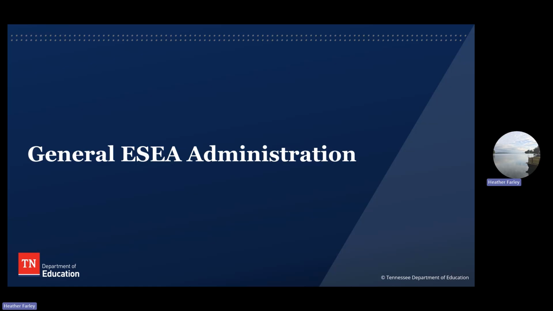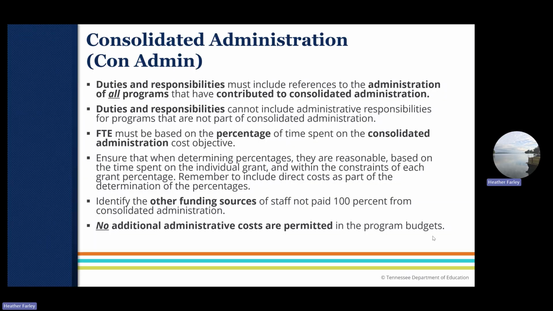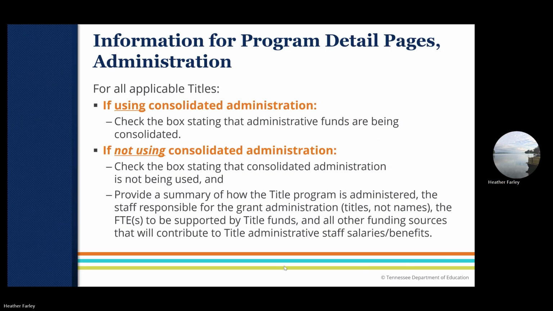And then for your general ESSA admin, for those that utilize Con Admin, once that section has been added, you will need to answer questions, and we do request that you include all of your responsibilities for administrating the programs. And if you're not full-time under Con Admin, put the other funding sources of what you're not paid for. And every program details page within the CFA, the first thing it asks is if you're using Con Admin. If you are, you just check that box and move on. And if you are not, you will have to answer a few more questions about how the grant is being administered.